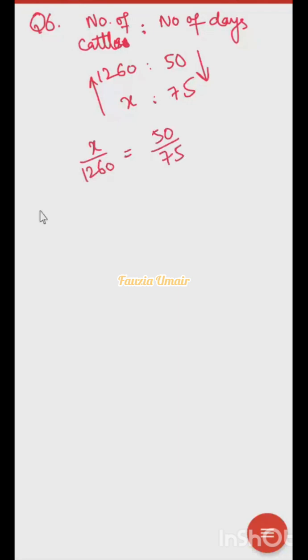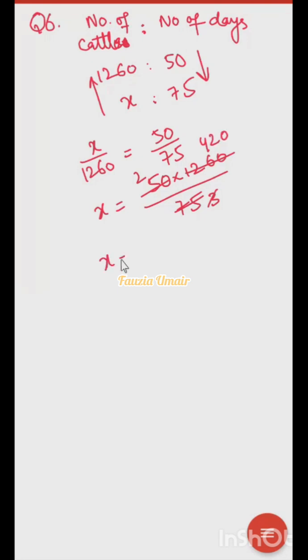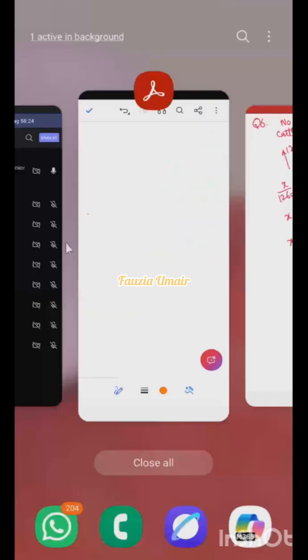So just take this 1260 on the other side of the equation. So 50 multiplied by 1260 divided by 75. Now you can cancel 50: 25 twos are 50, 25 threes are 75. This 3 can be cancelled, 3 fours are 12, 3 twos are 6. So x is equal to 840 cattle. So if there are 840 cattle, then the same fodder will be finished, instead of 50 days, in 75 days, right? So now the second part of this question.